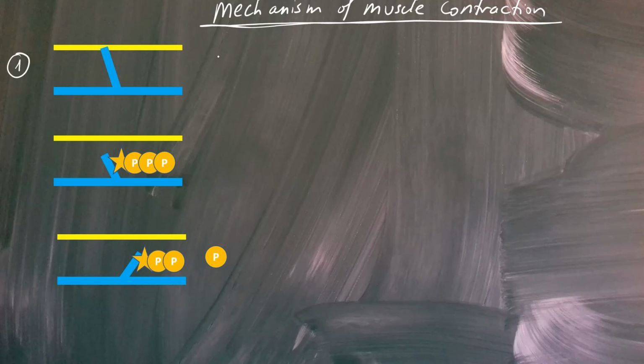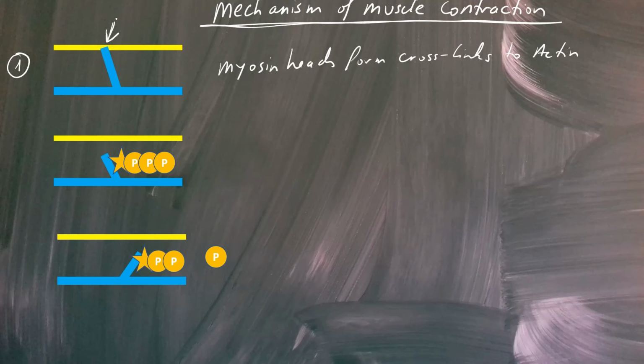So first of all, what we have here at the beginning is that the myosin heads form cross links, or you can just say, why do we say cross links? They just bind to the actin. Okay, to actin. So you can see, that's basically what happens here. It's bound. The blue myosin is bound against the yellow actin over here.